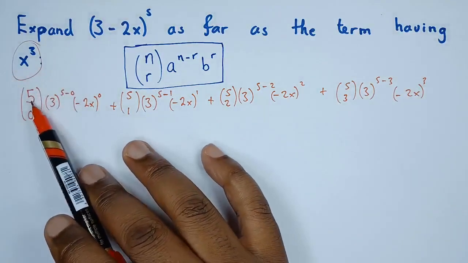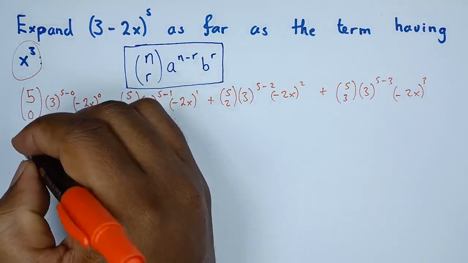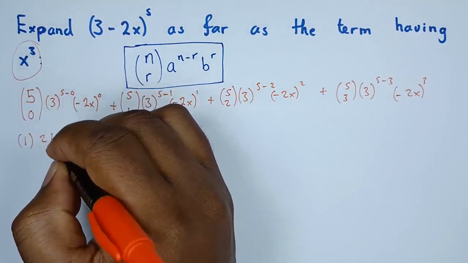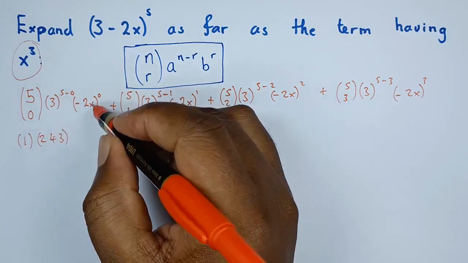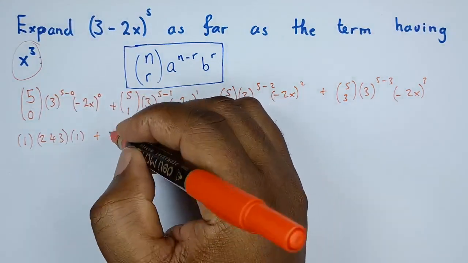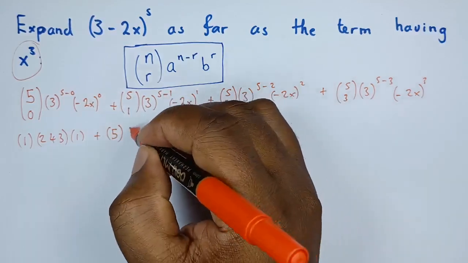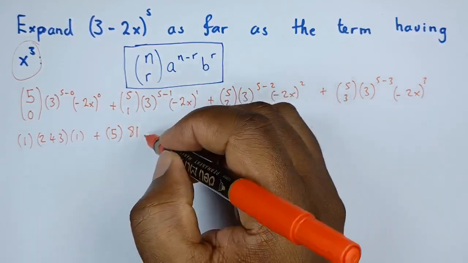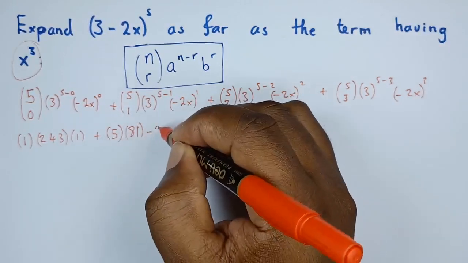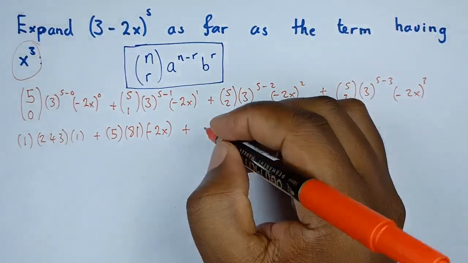If we combine 5 and 0, what we get is just 1. Then here we have 3 to the power 5, which is simply 243. So this would be 1 multiplied by 243, like that. Then this is just a 1. Plus 5 combine 1, that is 5. 3 to the power 4, that is 81. This will just give us a negative 2x, like that, plus 5 combine 2, that is 10.